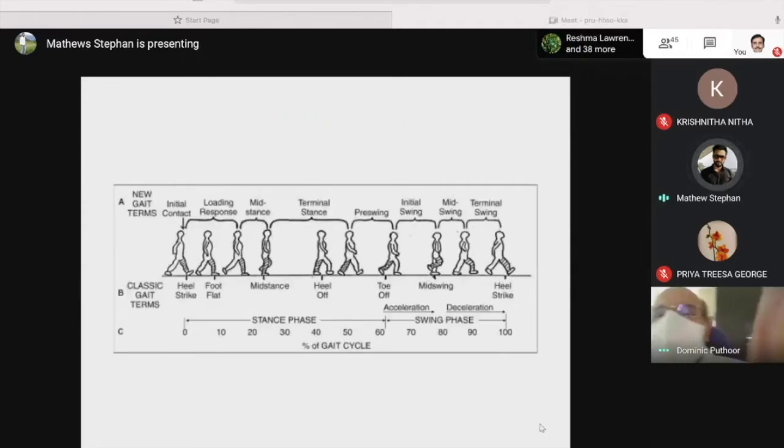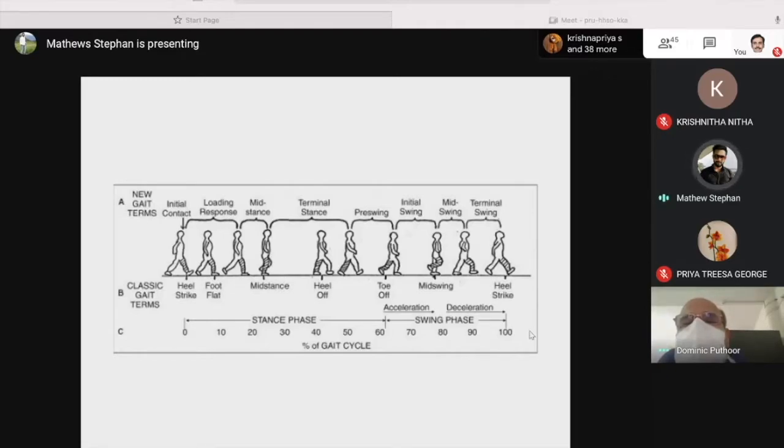So these are the classic gait phases. Here, as we can see, initially it is the heel strike, then the flat foot, then the mid stance. At almost the middle, we can see the heel off, then the toe off, mid swing and heel strike. But there are newer terms: first of all, the initial contact, then the loading response, mid stance, terminal stance, pre-swing, initial swing, mid swing and terminal swing.